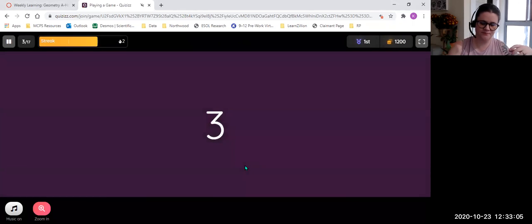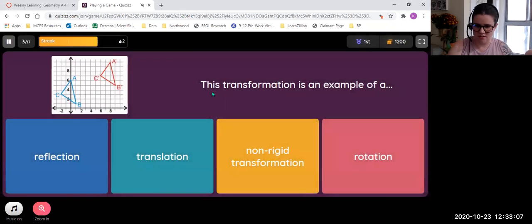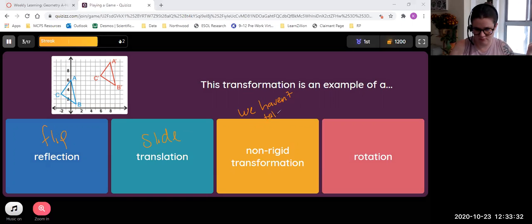All right. Oops, I almost accidentally did this. This transformation is an example of, all right, so it moves or slides from here over and up. It didn't rotate. Remember that the reflection is a flip. The translation is the slide, so that's going to be my right answer. A non-rigid transformation. We haven't talked much about that. Don't worry about my spelling.